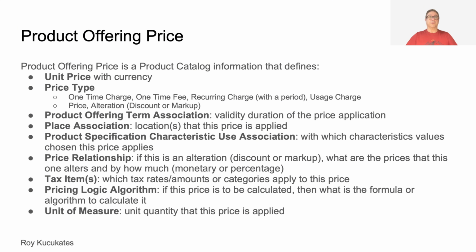Product offering term association is in case you want to apply these prices for a specific time period, like a validity duration of this price, because you may say for a one year commitment, I want to just charge this amount, and afterwards, without the term commitment, I can apply the other non-discounted prices. So therefore, a product offering term association can be used for that validity duration of that price.